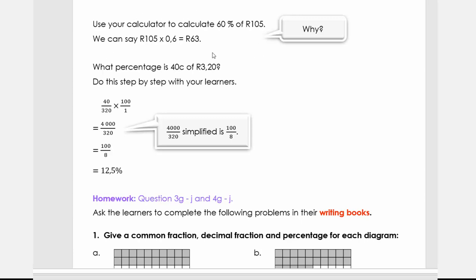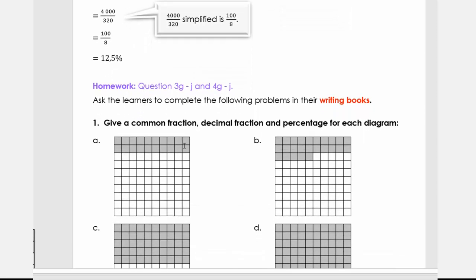Then lastly, I want you to go to this example. Use your calculator to calculate 60% of 105. You need to use your calculator buttons to say 60% times 105. And then the question is, why can I say 105 times 0,6 if I don't want to use the percentage button? Will it give me the same answer? I want you to pause, do this activity, and then do this activity. Remember again, when you simplify things, you need to know your times tables very, very well.